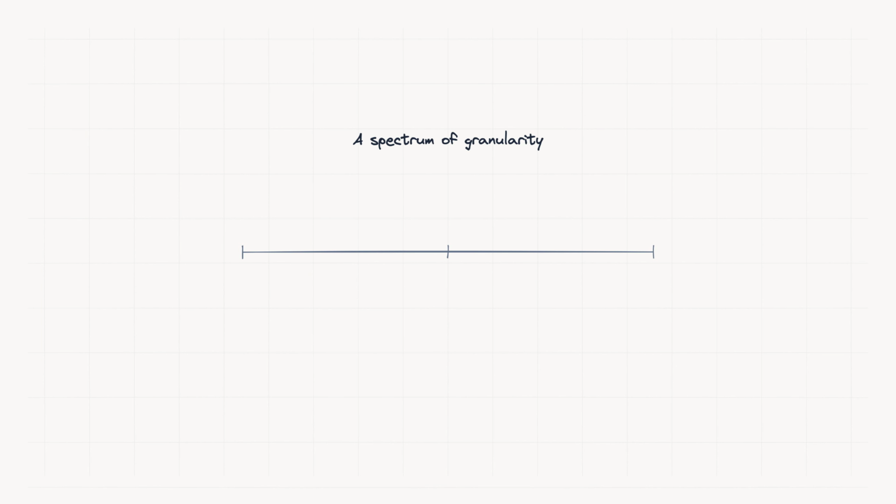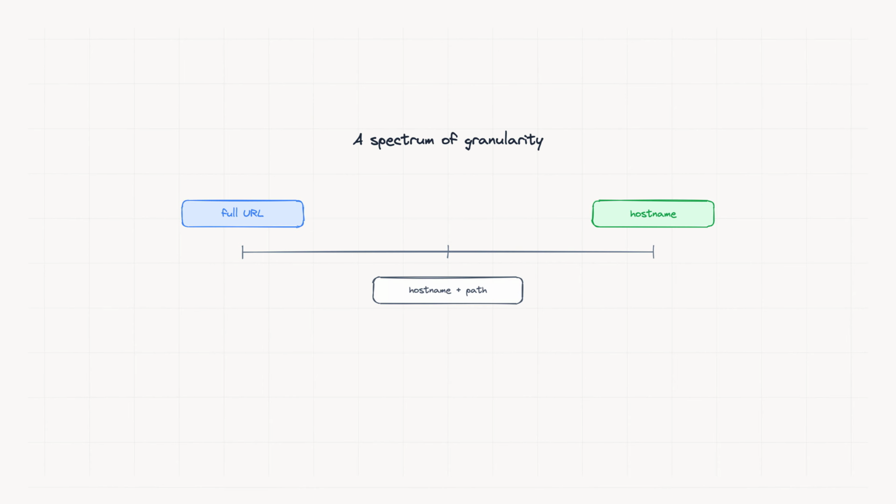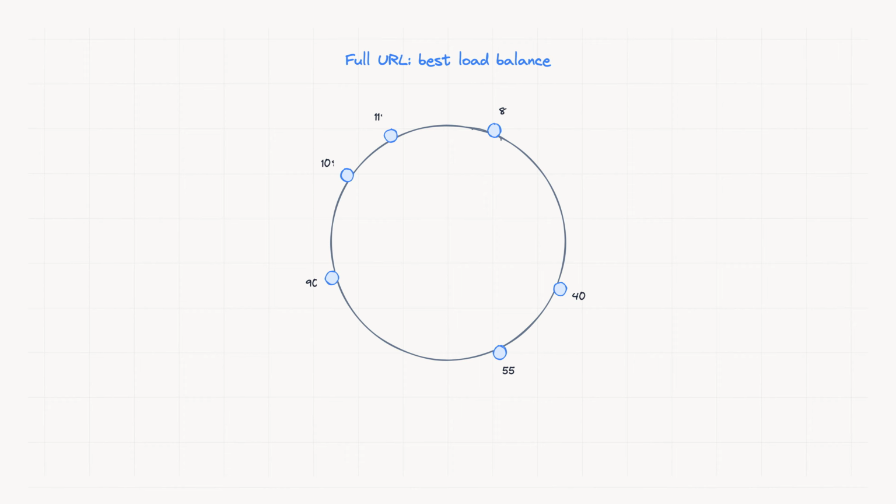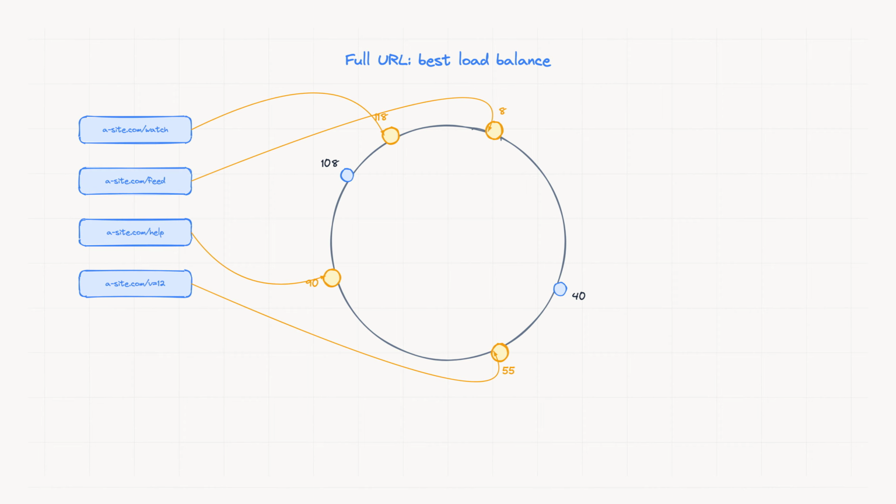The key choice is a spectrum of granularity: full URL on one end, hostname on the other, and things in between, like hostname plus first path segment. Each level trades load balance for coordination. Full URL gives the best load distribution. URLs scatter randomly across the ring. Big websites naturally spread across many peers. Dedupe still works. Each URL hashes to exactly one owner, so the dedupe decision is still local.